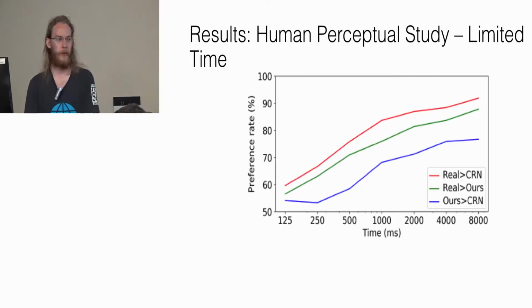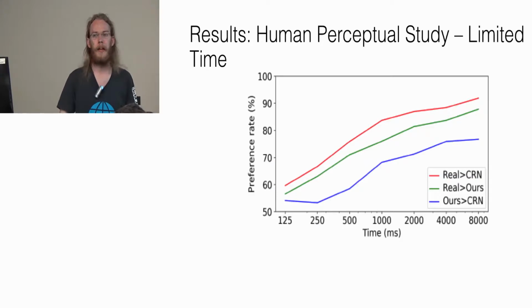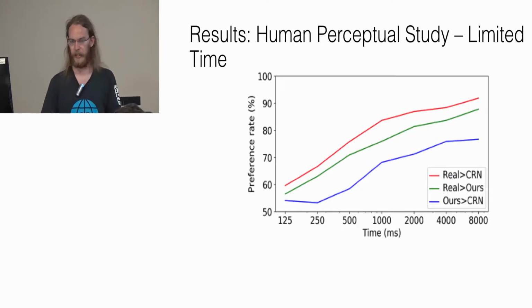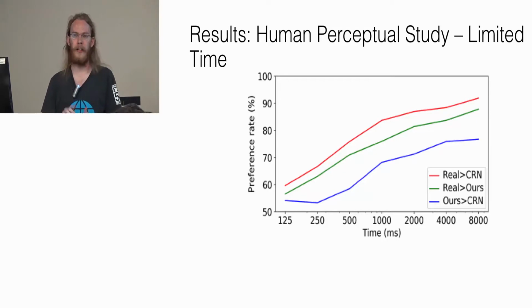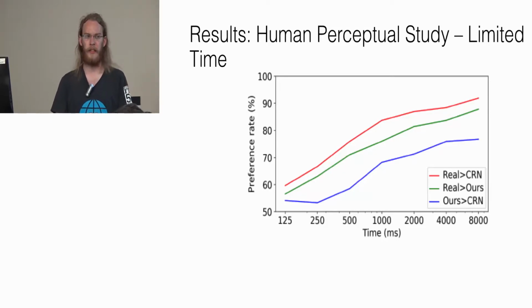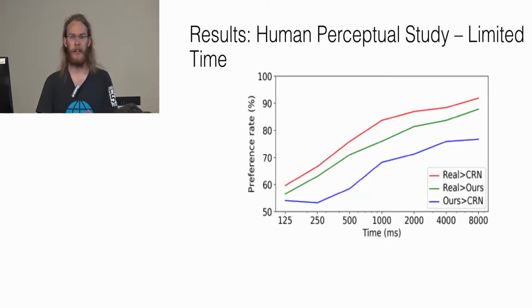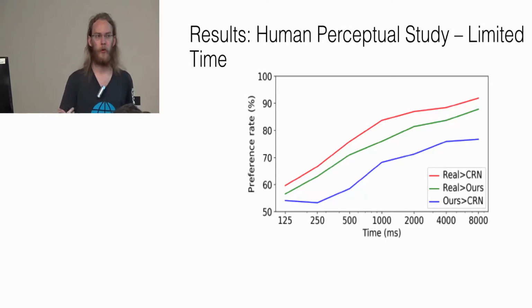The other variant of the perceptual study was the limited time. In this case, the users were shown two images drawn from the set of our synthesized image, CRN's synthesized image, or the real image. And the question again was, which one looks more realistic?